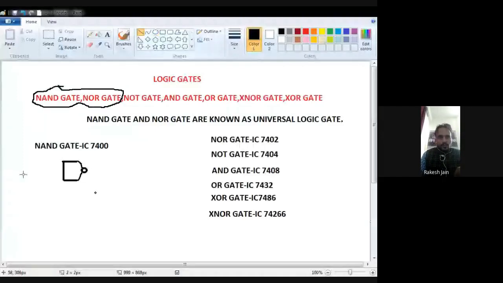Now we discuss the basic symbols of the different logic gates. One by one we will see the details of the different logic gates. Okay, I write it. First of all, we start with, let's suppose, the NAND gate. So what is the basic symbol of a NAND gate? Now see, this is the basic symbol. Very carefully see this one.